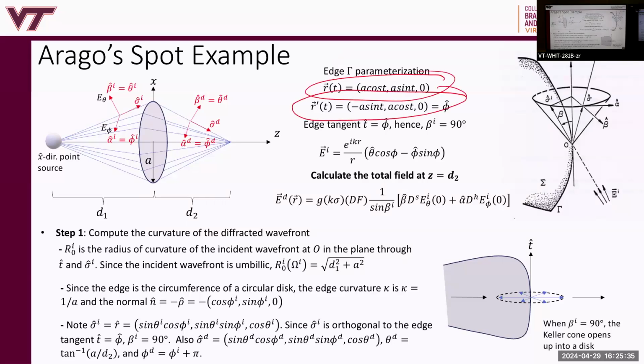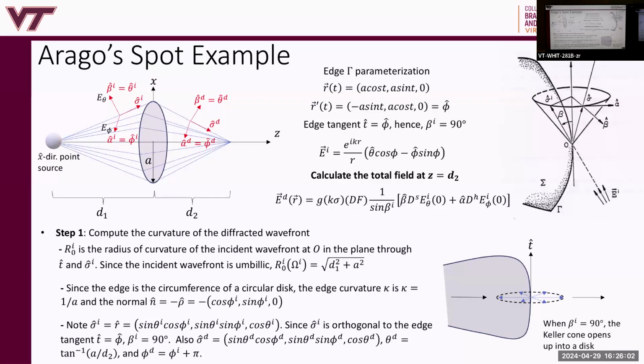And if you take the first derivative, then you can get the edge tangent, which is phi hat. We expect that, right? If this is the xy plane, then we would expect that the edge tangent here is phi hat. Okay, so the point source is located at distance d1 from the xy plane, and the observation point at distance d2 from the disk, along the z-axis.